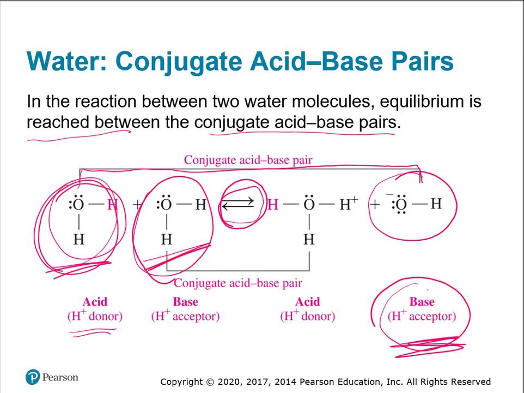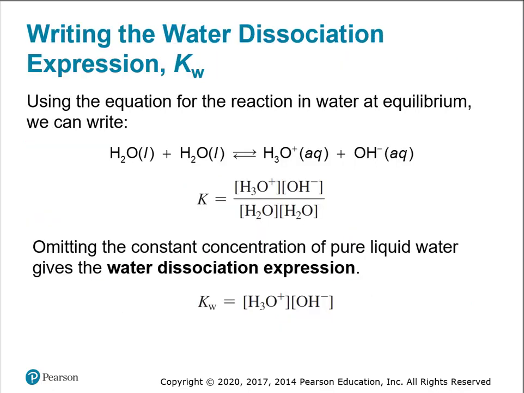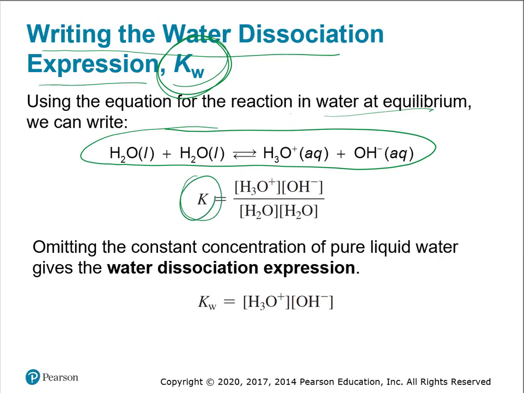Now this water became our base. It was the hydrogen acceptor, so its conjugate pair over here is the H3O+. That's our acid. Now we will be able to write the water dissociation expression called Kw. Using the equation for the reaction in water at equilibrium, we can write our water dissociation expression.